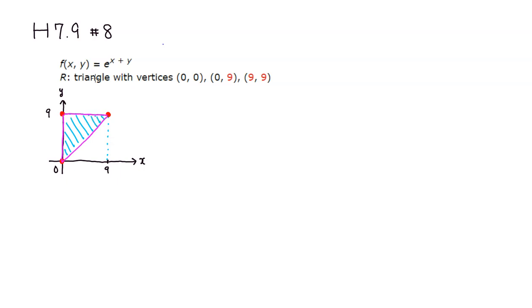All right, so the equations are fairly easy to come up with. The slope is obviously 9 over 9, so it's 1, and the y-intercept is 0. So y equals x is the equation of the line, and this top one is y equals 9. So let's find the area. It's a triangular region, so we can use the geometric formula, but just for practice, let's set up an integral.